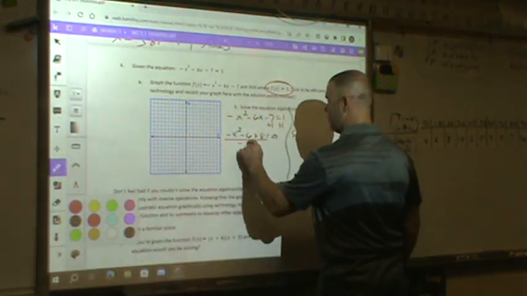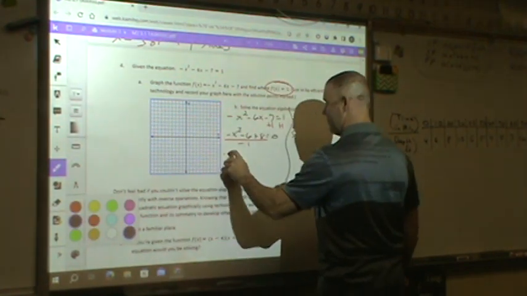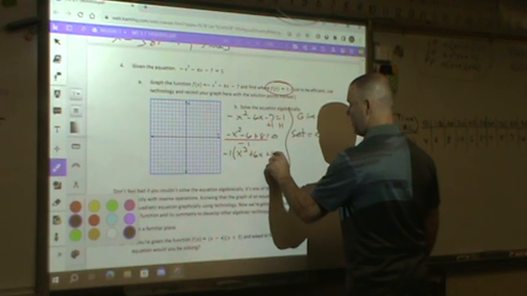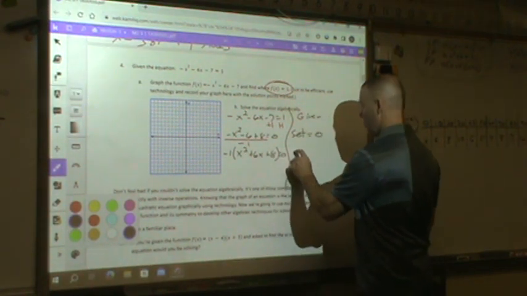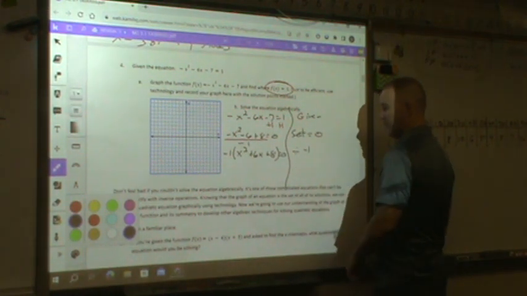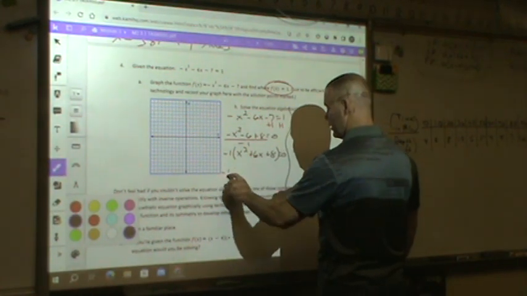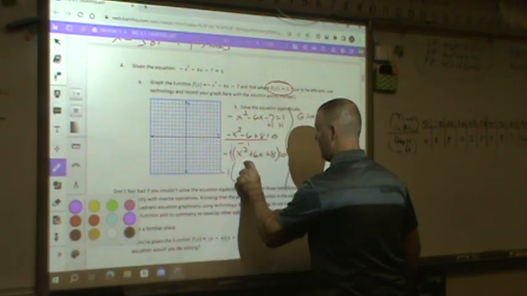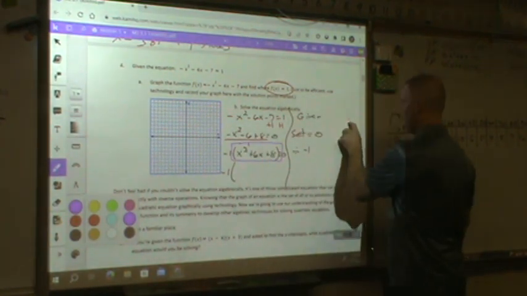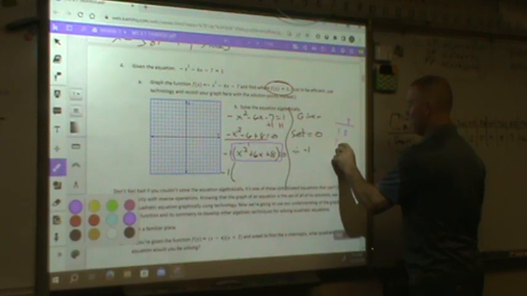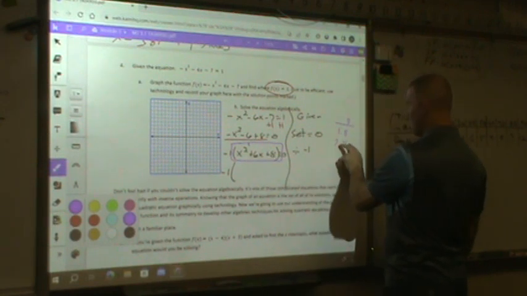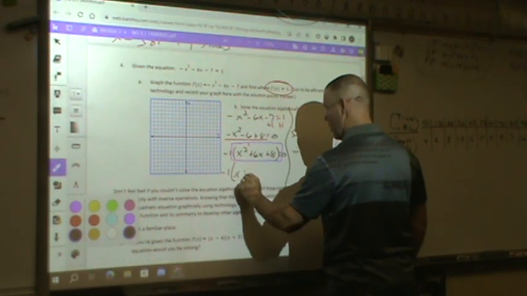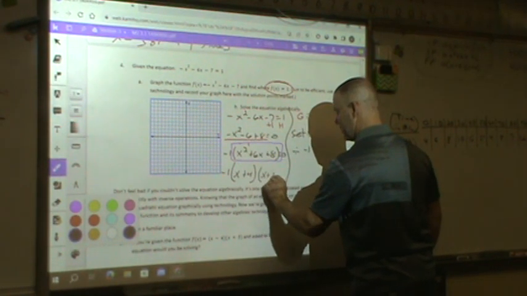What I'm going to do now is divide by negative 1 because I don't like negatives. So negative 1 times x squared plus 6x plus 8 equals 0. What did I do? I divided by negative 1. I took out a factor of negative 1. Now that I factored out negative 1, I'm going to factor this right here. Factors of 8: 1 and 8, 2 and 4 give me 6. That's going to be 4 plus 2. So my factors here are going to be x plus 4 and x plus 2.